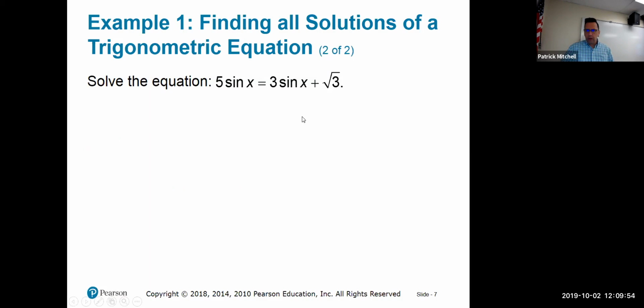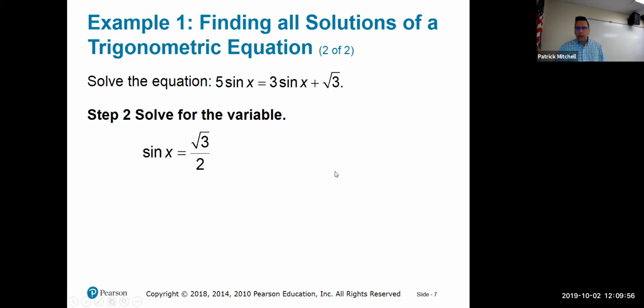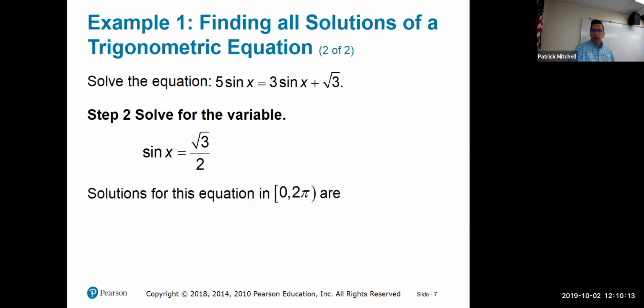So far we have sine x equals square root of 3 over 2. I'm going to think about my unit circle and all angles on the unit circle whose sine is root 3 over 2. Those two angles are pi over 3 and 2 pi over 3. You can look on your unit circle and see that those are the two angles between 0 and 2 pi whose sine is square root of 3 over 2.